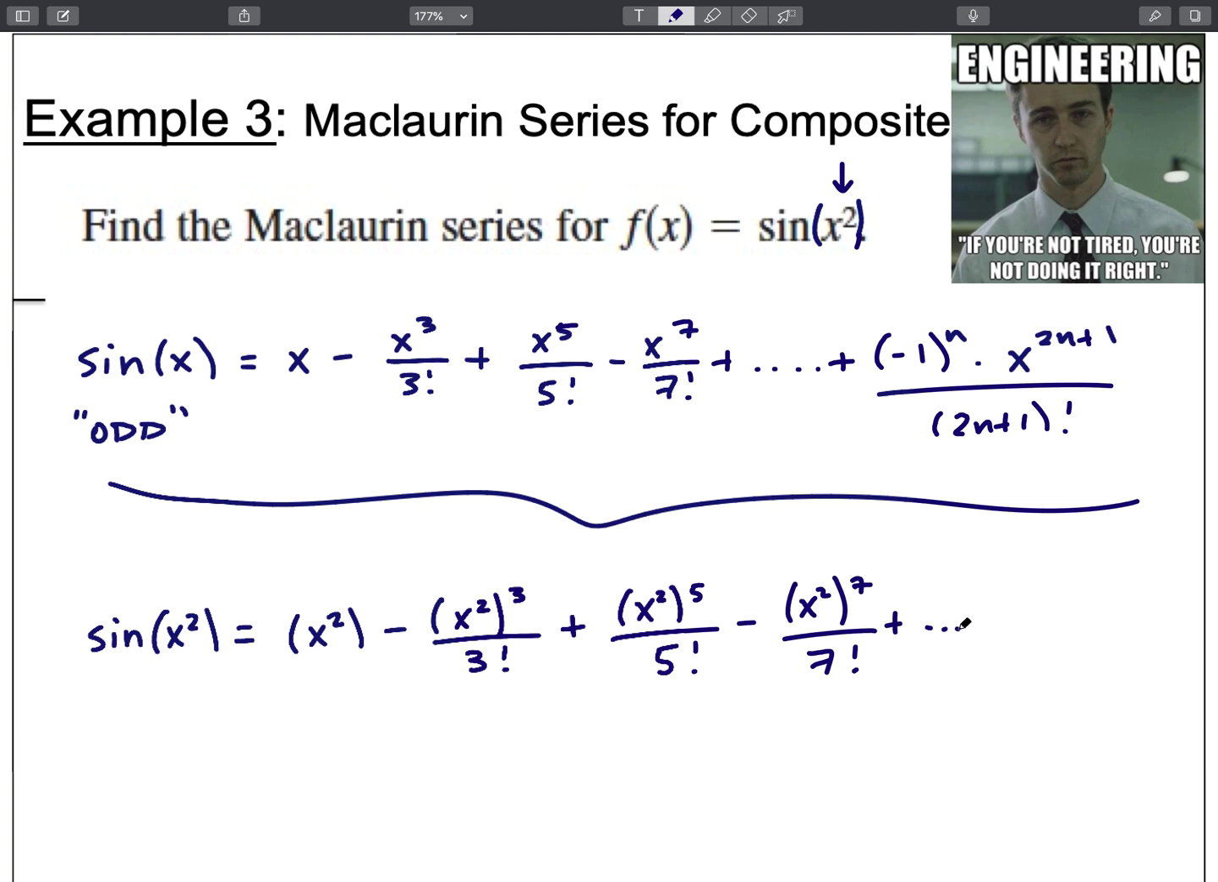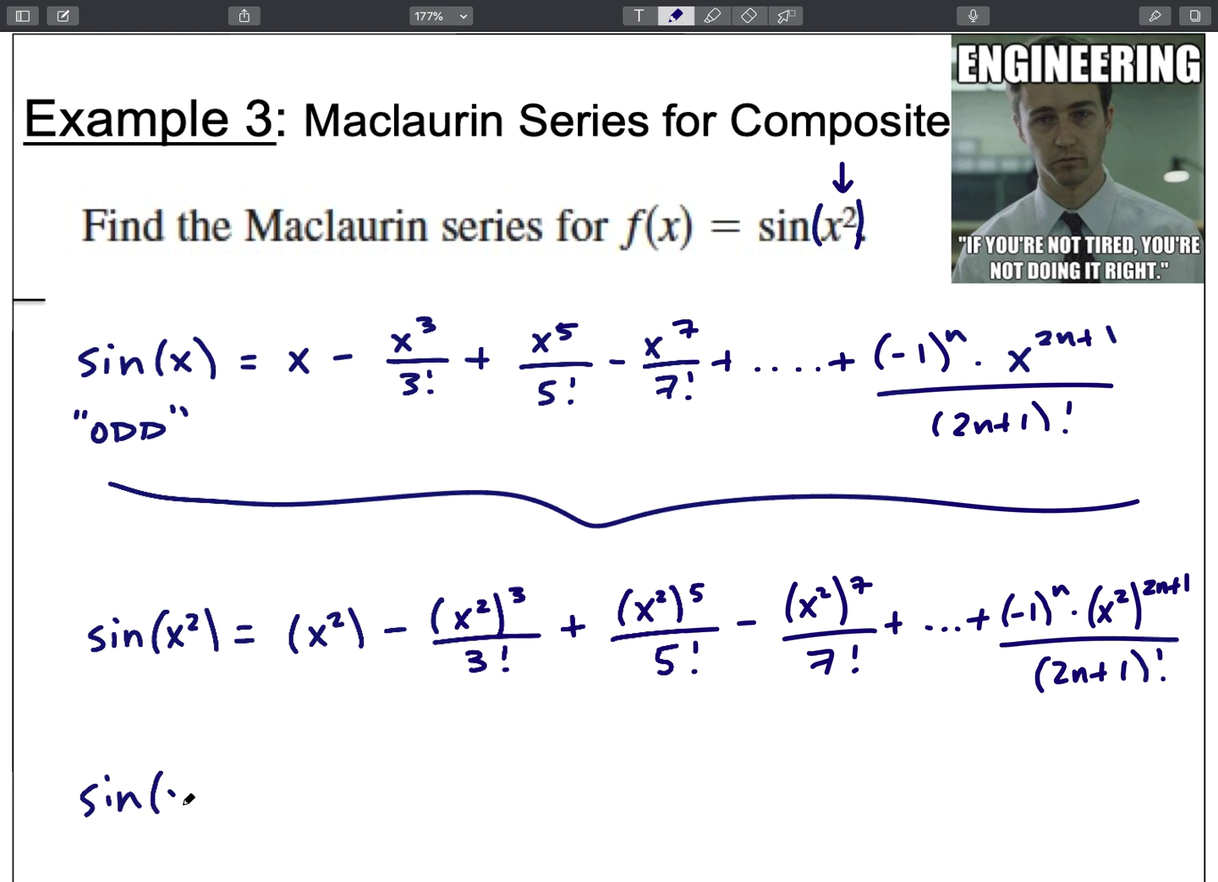We can even do it for the generic term. We can say negative 1 to the n, and then we can say take x squared and raise it to the power of the quantity 2n plus 1, all over the quantity of 2n plus 1 factorial. So let's simplify it just a touch.